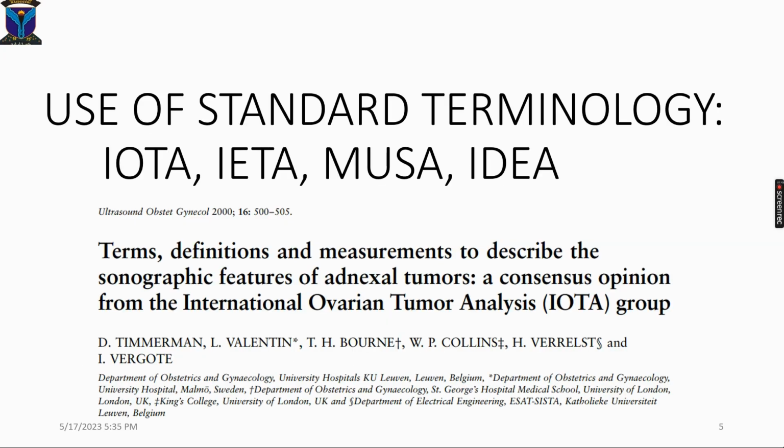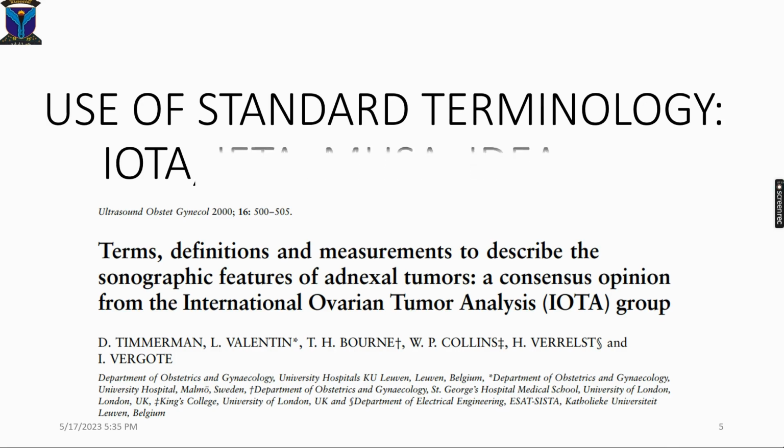When talking about the IOTA descriptors, we need to use standard terminology. For the purpose of this presentation, we are going to use the terms, definitions and measurements to describe the sonographic features of adnexal masses, a consensus opinion from the International Ovarian Tumor Analysis Group published in the year 2000.